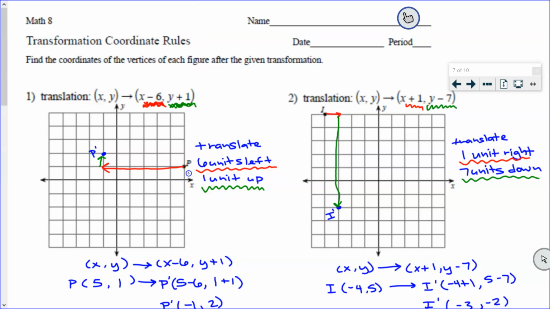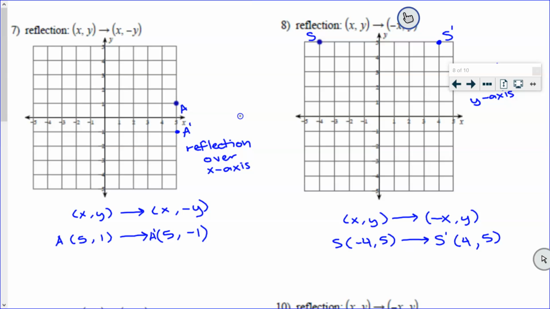So again, we have our translations from yesterday. I did assign homework. We have our reflections from yesterday, and again, I did assign homework. I told you to break it up, but I'm not actually going to be checking that homework today. I'm going to wait until the whole entire packet is completed, and I'm going to be checking the whole entire packet tomorrow. So whatever we don't complete in class is homework.